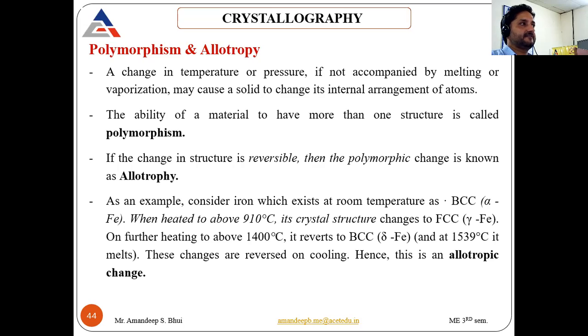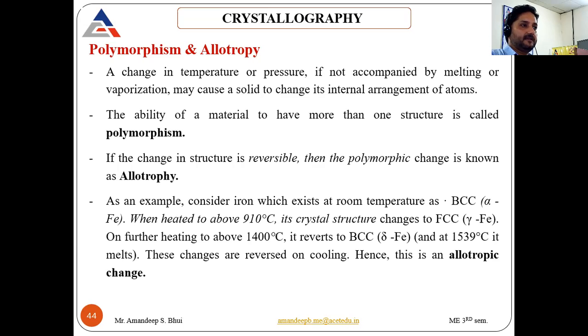Now, if the change is reversible, suppose I heated a material and it changed its structure at say 500 degrees centigrade, and again it changes structure at say 1000 degrees centigrade, and then I started cooling it. If the reverse is also possible, then such a material is known as an allotrope, or this ability is known as allotropy. So if the change is permanent, it is polymorphism. And if the change is not permanent and it reverses itself, then this ability of the material is known as allotropy.